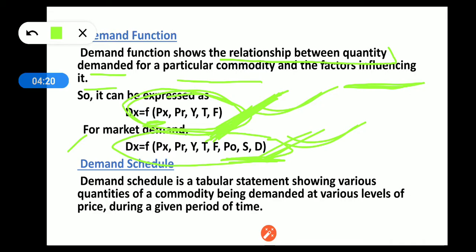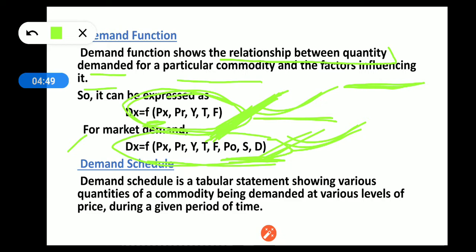So whenever it is asked to write the individual demand function, you will write Dx equal to function of Px, Pr, Y, T and F. Whenever it is asked to write the market demand function, you will write Dx equal to f(Px, Pr, Y, T, F, Pos and D). You will write the meaning of all these as well. As I told you, the meaning of these factors has already been discussed.